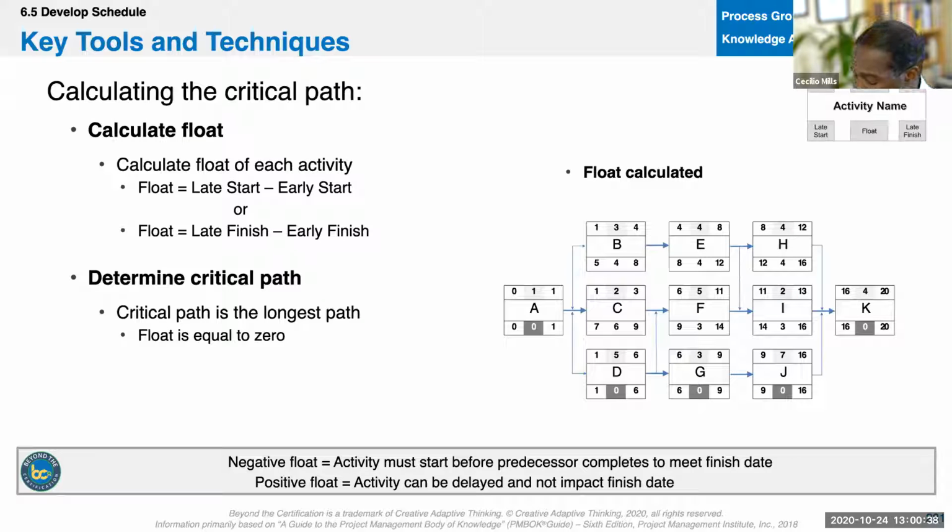So float is the amount of time that you can delay an activity without delaying the project. So I can delay this one for 4 days, 6 days, 3 days, 4 days, 3 days, 4 days. I can delay any of those for up to that amount of days and not delay the project.